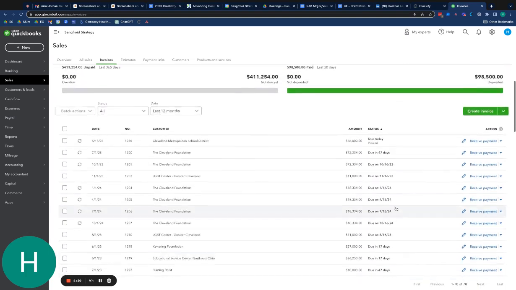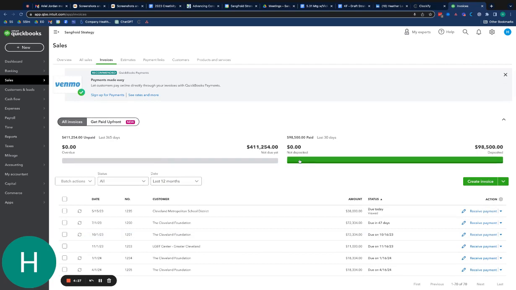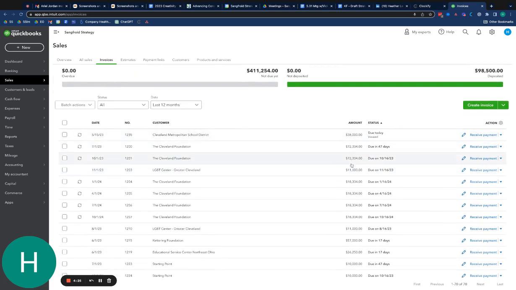We don't use the payment functions of QuickBooks because most of our bills are pretty expensive, so we don't want to be taking 3 or 5% out of there.